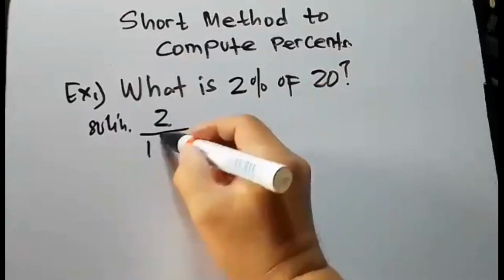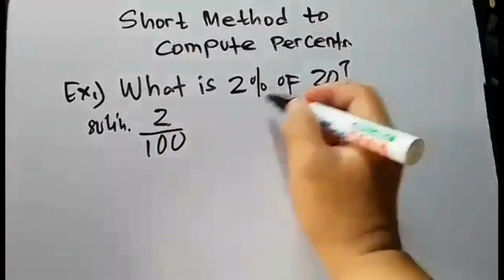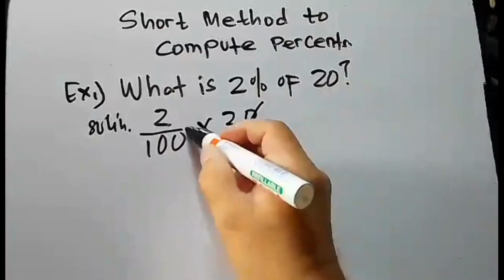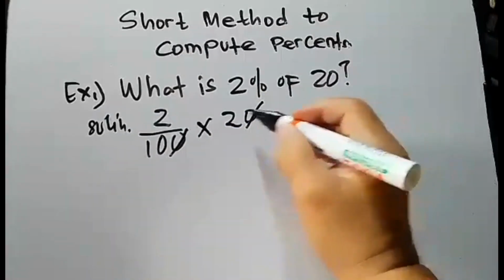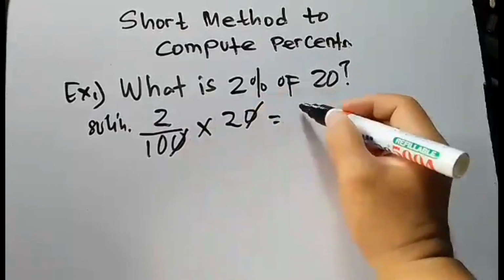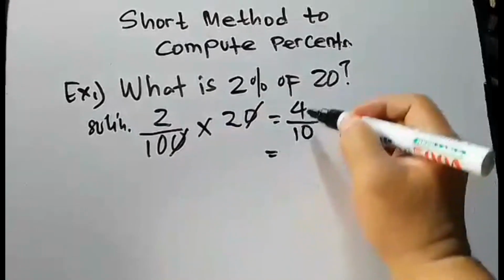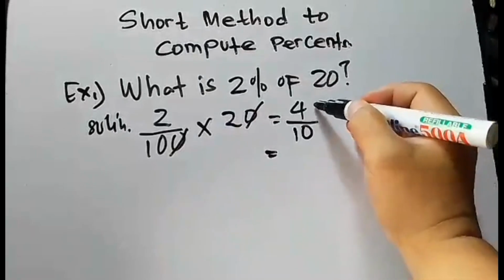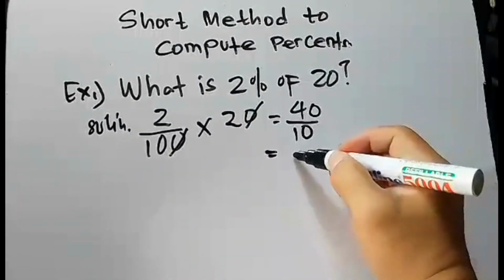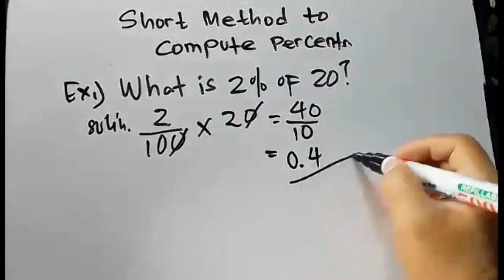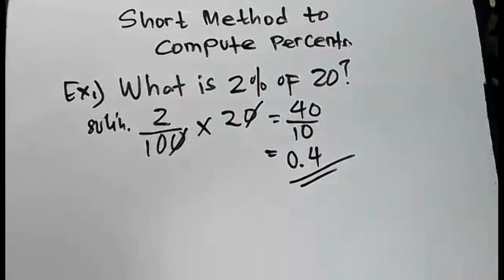2% per 100, of is multiplication, then 20. Cancel lang. Ang matira, 2 and 2, multiply natin, 2 times 2 ay 4 over 10. So, divide lang. 4 divide 10 cannot be, so mag-add tayo ng 0. Then, as nag-add tayo ng 0, magiging 0.40 divide 10 ay 4. So, the answer is 0.4.